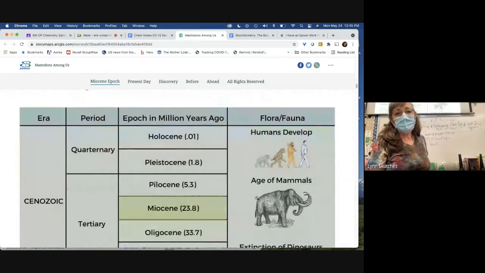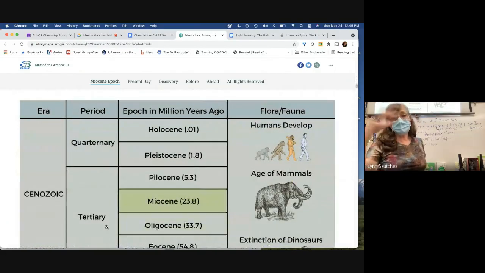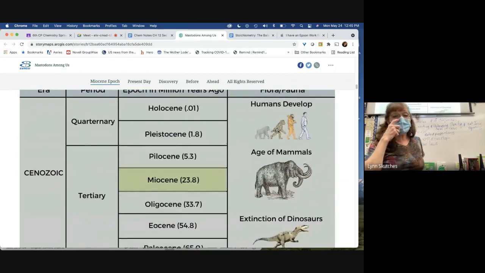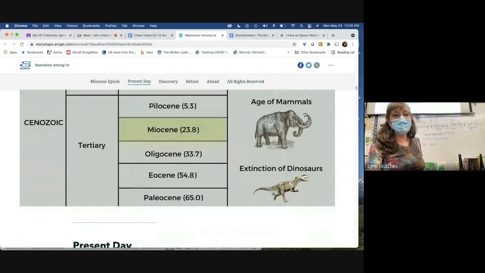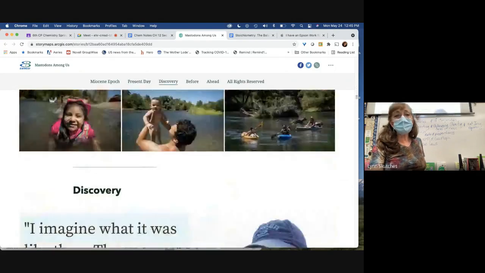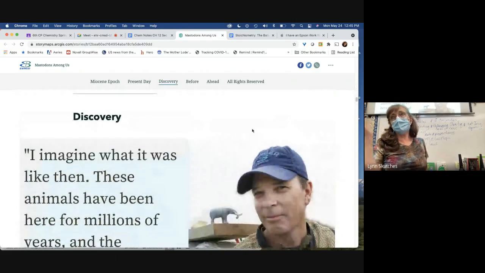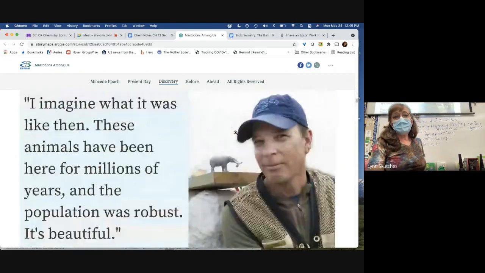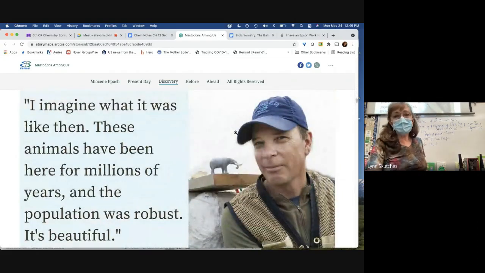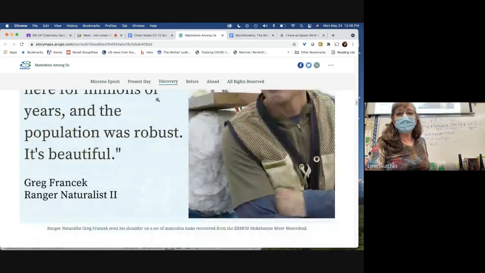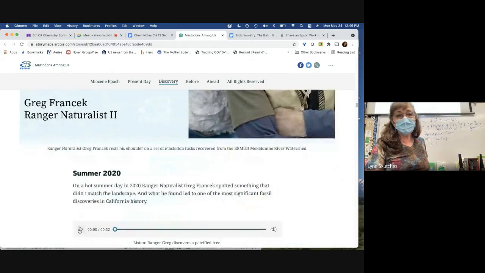Well, during the Miocene, which is part of the tertiary period of the Cenozoic, 23.8 million years ago, mammals were starting to take over, right? The dinosaurs went extinct, and off we go into mammals. And so now we have these reservoirs to play around in, which is cool, but we have to take care of the reservoirs and inspect them. And one of the things that we do is we send naturalists out to check what's going on. And this gentleman went out on the Mokelumne River, and I'll let him tell you his story.